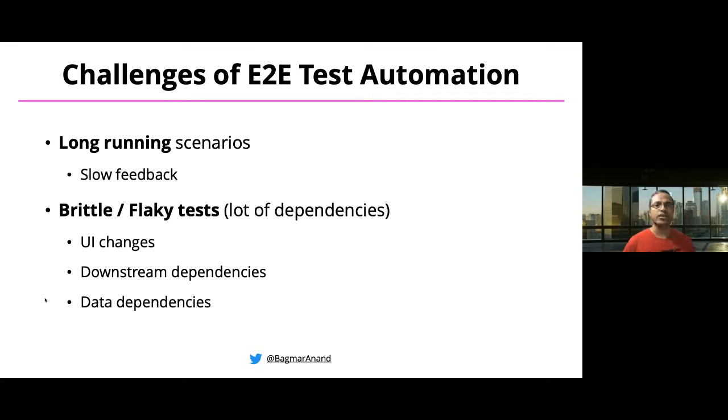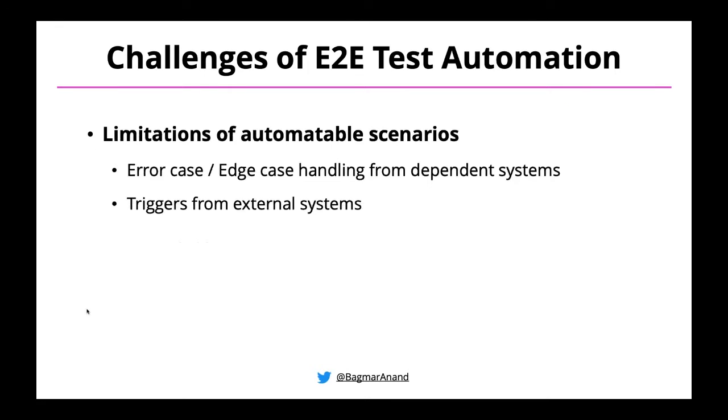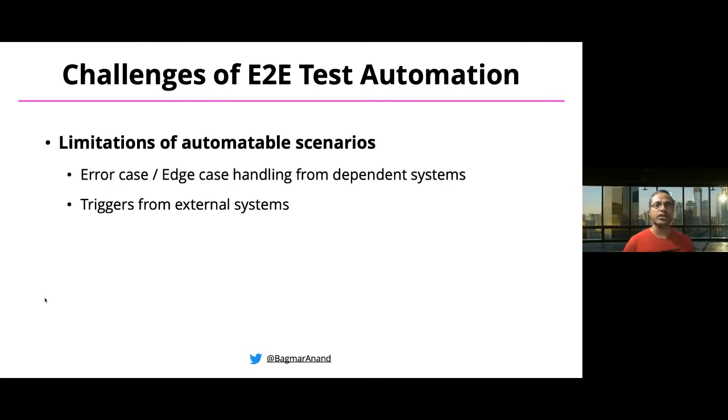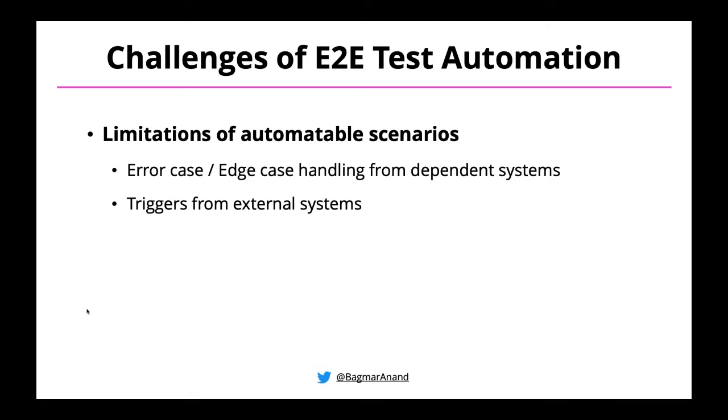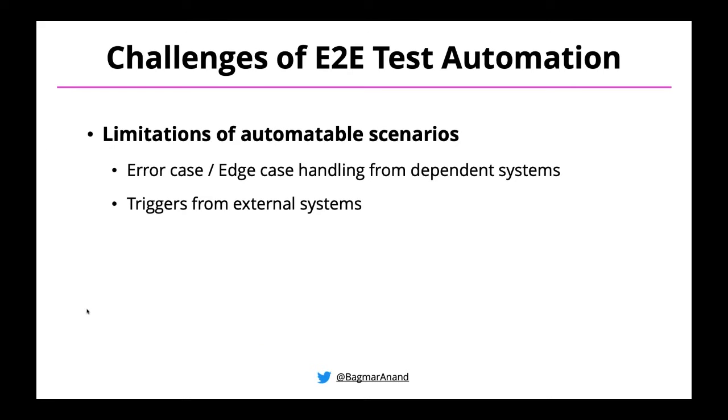The other challenge that you come across typically is the limitations of how many scenarios can you really automate, given that all these different pieces of your architecture are glued together. How can you simulate error cases, edge cases, especially from your dependent systems, because you cannot really control them? Your components of the architecture internally are going to call these external systems, and there's no way to really control the type of behavior that these systems would have, especially from the test side of it.